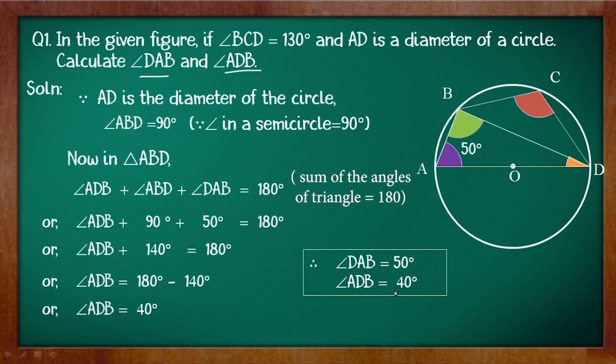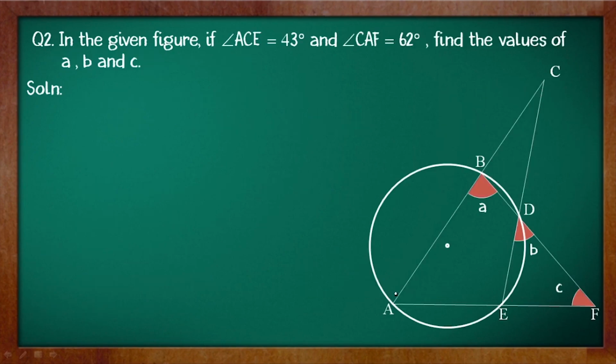Now let's see one more example. In the next question it is given that in the given figure, if angle ACE is 43 degree and angle CAF is 62 degree, find the value of A, B and C. We need to find the value of A, B and C, that is this angle here, this angle here is B and this angle here is C. We need to find the value of these three angles.